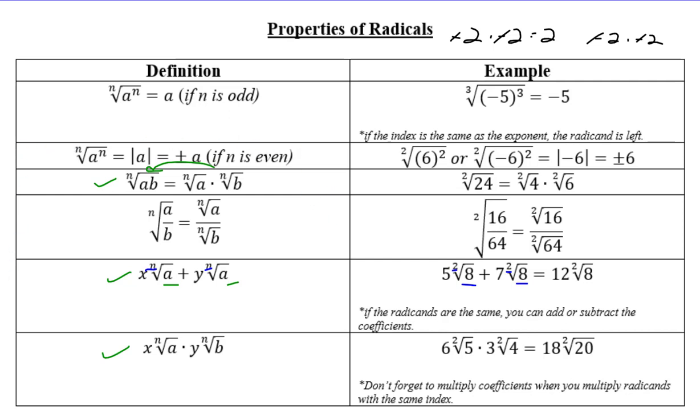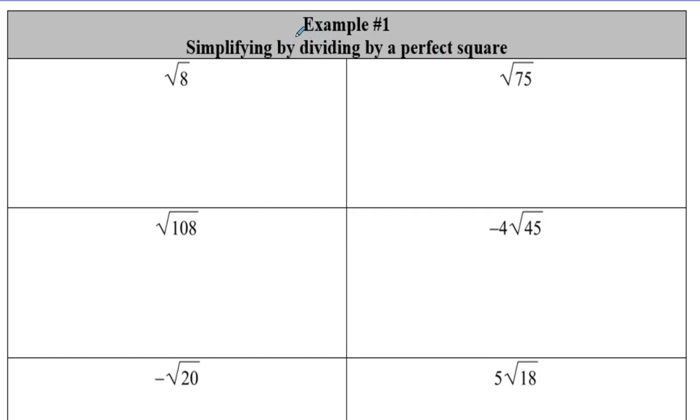Alright, so for example number 1, okay, it wants us to start simplifying by dividing by a perfect square. Okay, there's two different methods I'm going to show you here. And obviously I want you to use the one that works best for you. So if you remember your perfect squares, you know, those are 1 squared, 2 squared, 3 squared. I'm going to list them up here in this box. You can do so if you like. But we know we got 1, 4, 9, 16, 25, 36, 49, what's next, 64.